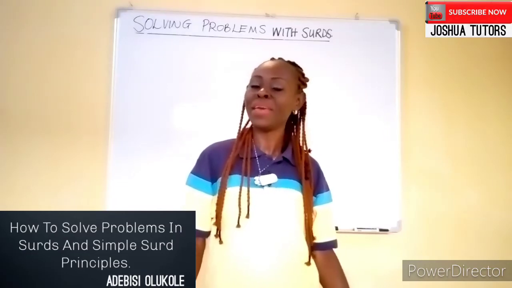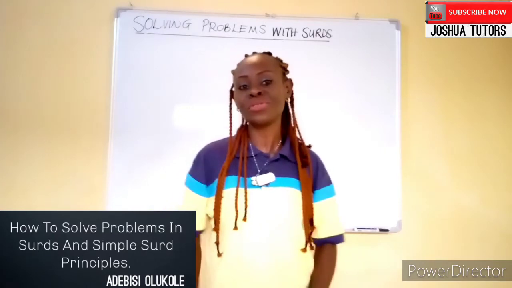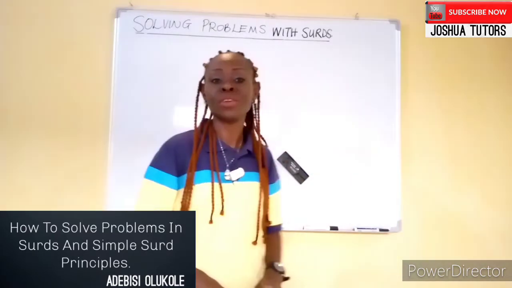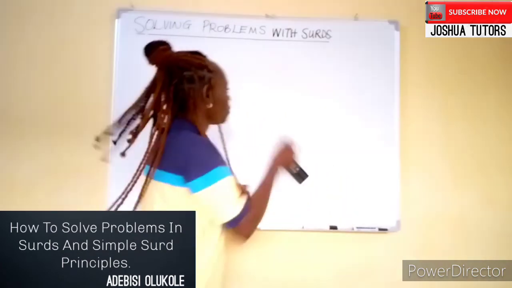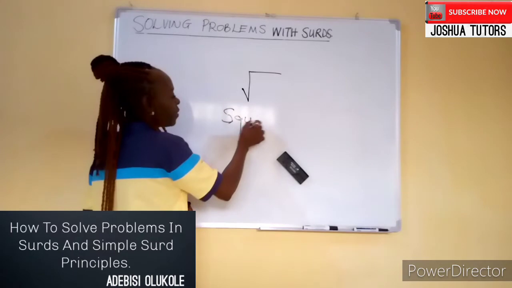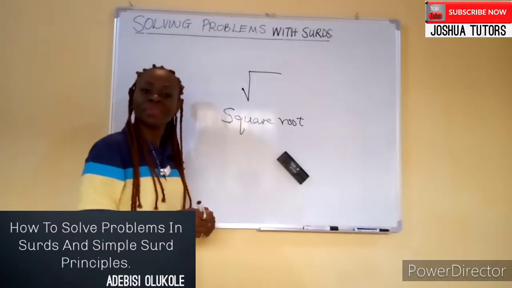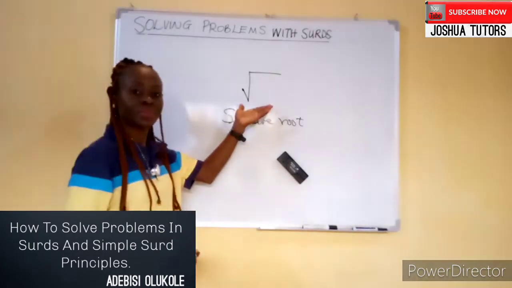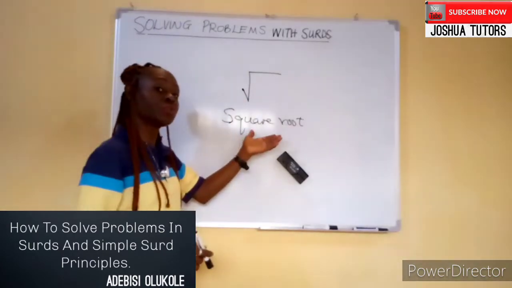Folks, okay, I'm here today and we're going to be talking about surds. S-U-R-D-S. Surds, or basically what you understand by square root. When you see this symbol, it means square root. So that's surd.